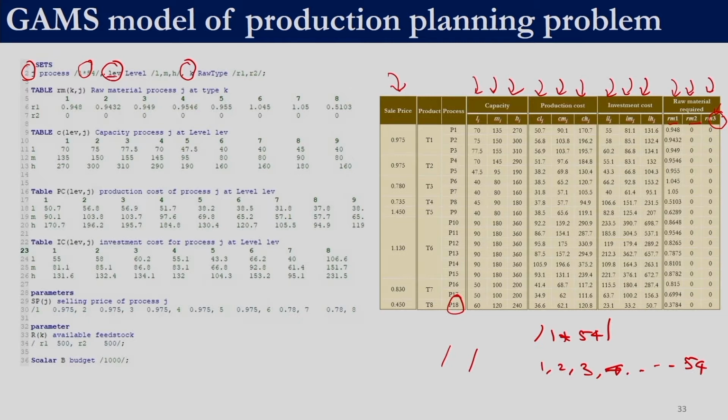The set LEV has 3 elements L, M and H. The set K has 2 elements R1 and R2. Now we have defined a set for the processes, the levels and the type of raw material. So first let us get the detail of the raw material. So we define a table. We define a variable Rm, and Rm runs on the set K comma J. So K comma J means K is for the raw materials and J is for the process.